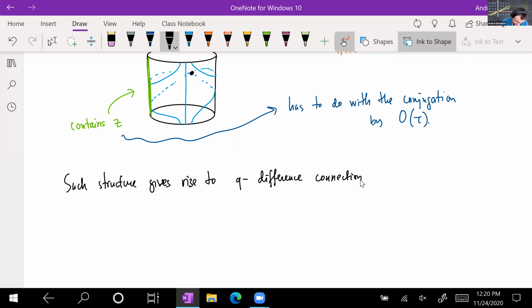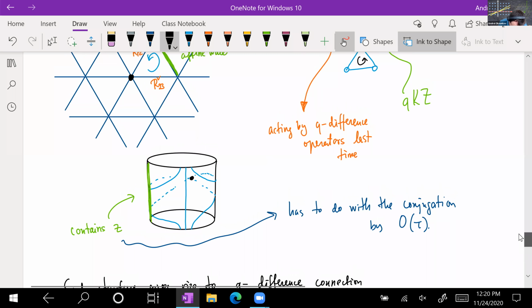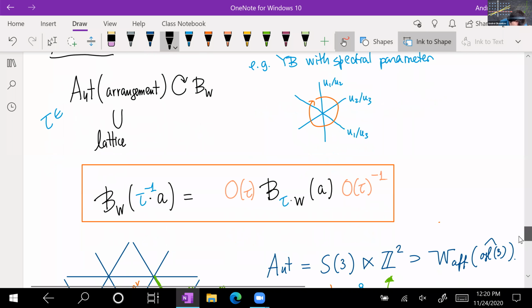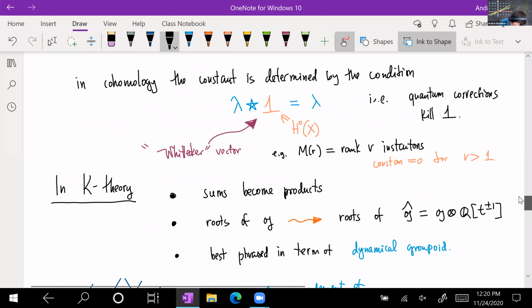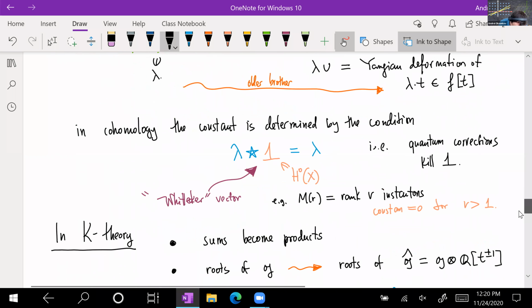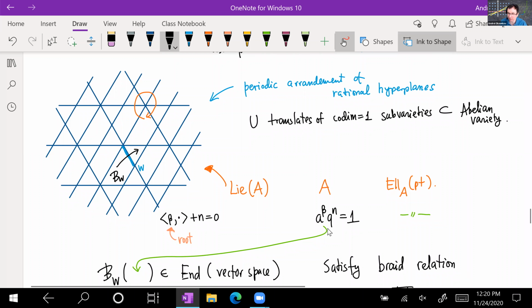Because really I take my lattice inside the automorphisms. And how does the lattice act? I recall the hyperplanes were of the form something to the power, the affine part of the hyperplane that contains Q.